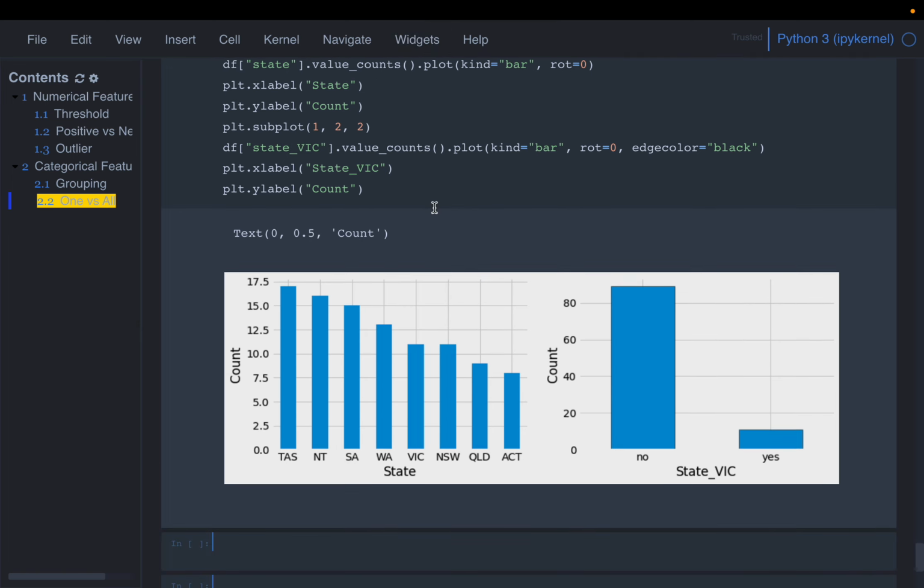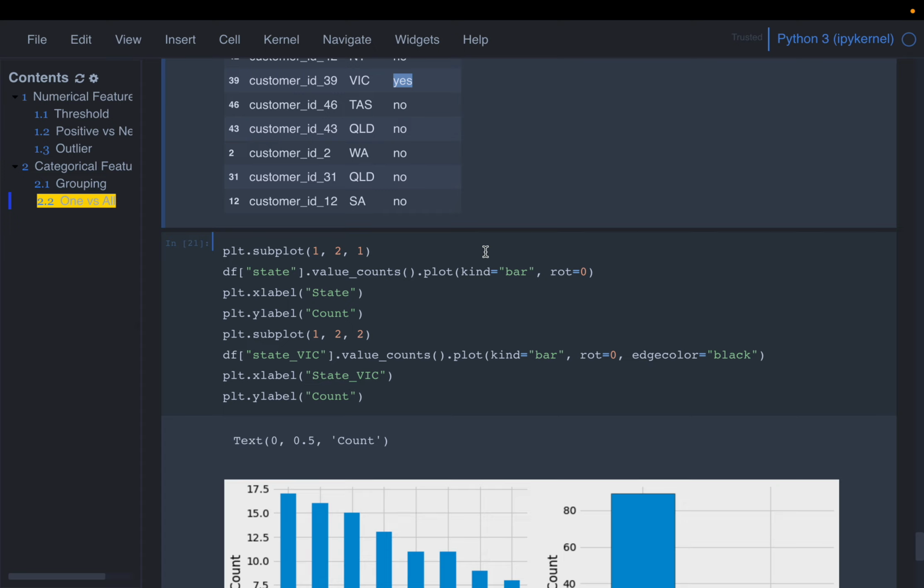Similar to the above plot, here we have the number of customers from each state. In this one versus all, here we have Victoria, that's about 11-ish. So yes, this is about 11, the total number of customers, and all the remaining customers are grouped into no, which is about, let's say, 90 plus customers.